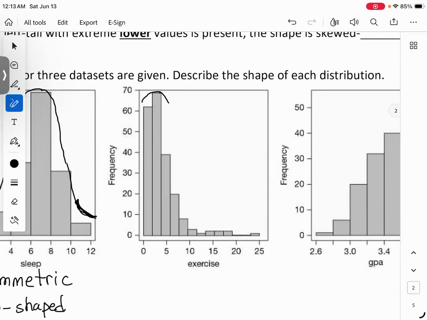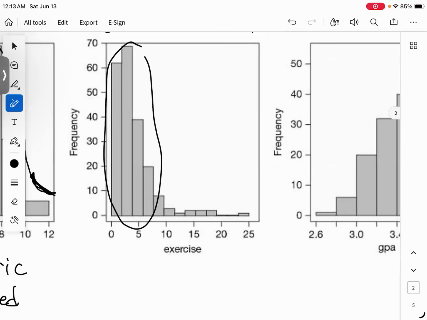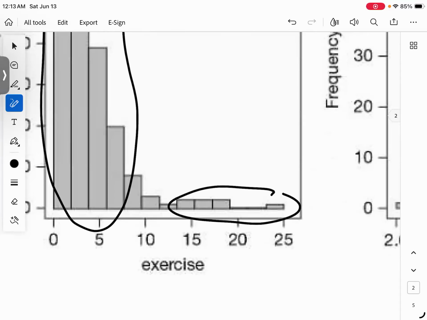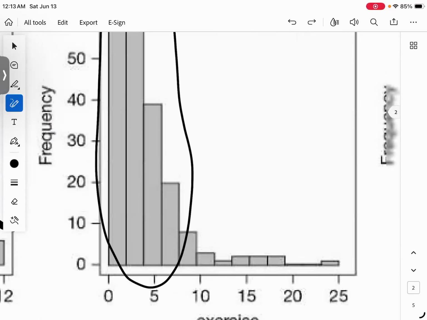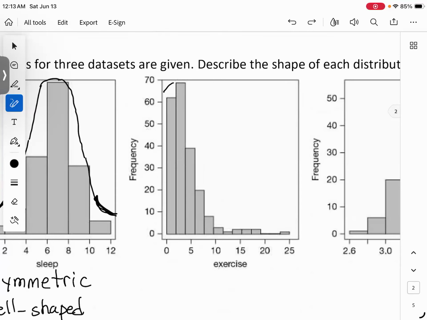Here is where most of the data is, right? And so again, and I'll do this first, let me just circle all this stuff right here. This right here is where most of the data is. And with respect to the context, this is about the amount of exercise that students are getting. So most of them are doing about 0 to 5 hours of exercise, and then very few said that they were doing 15, 20 hours a week of exercise. But this would be considered where your big cluster of data is.